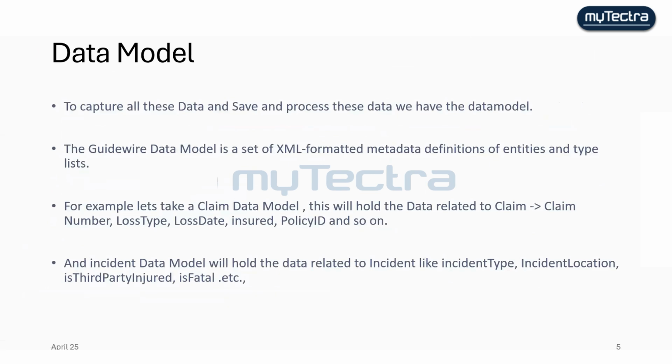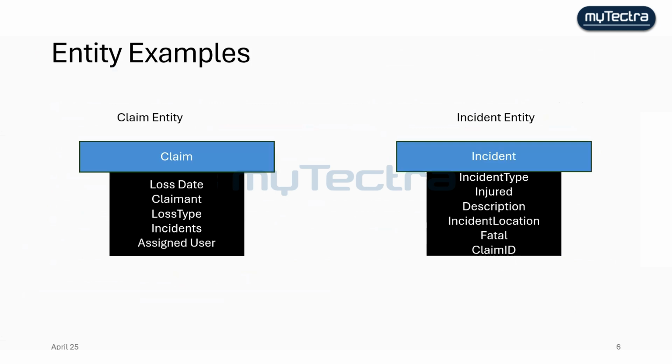So in the data model, we have to understand about the entity and the type list. Okay, so for entity, for example, we have the claim. If you see under the claim, mainly we have loss date, claimant. There will be a key to claimant, who is the main insured in the claim. Then what's the loss type? Loss type, for example, can be auto, which means vehicles, or property loss, or workers compensation loss. These are examples I'm telling.